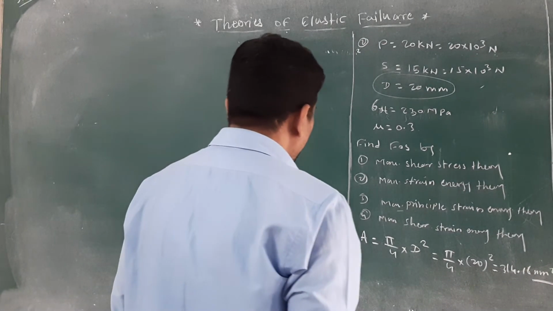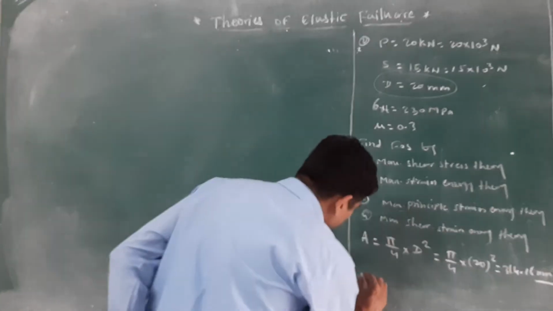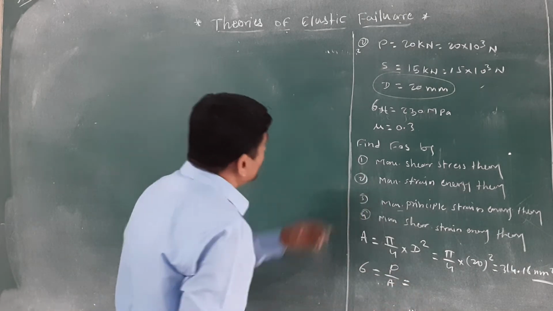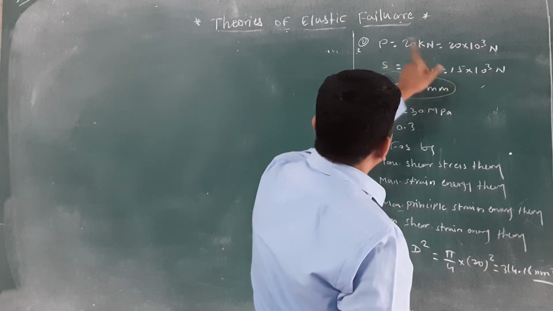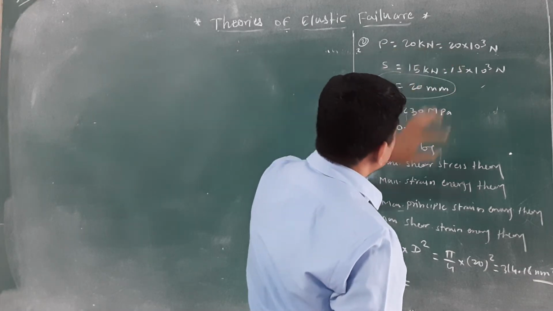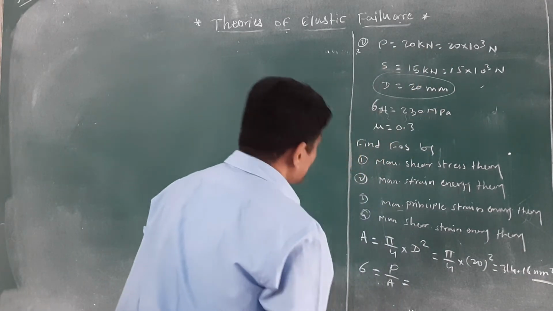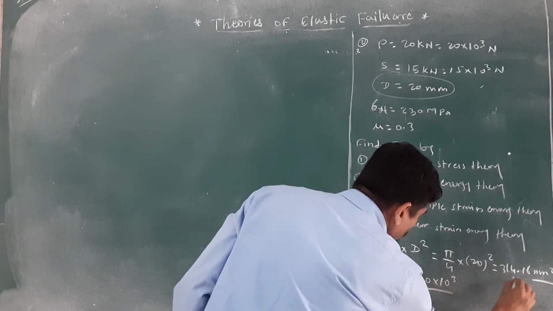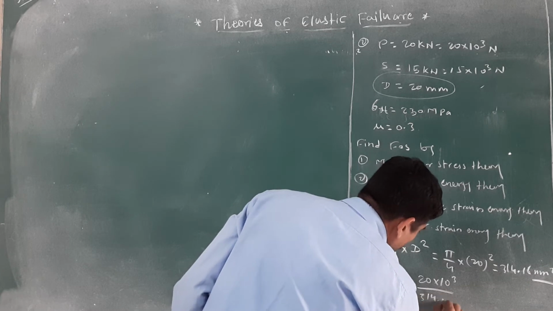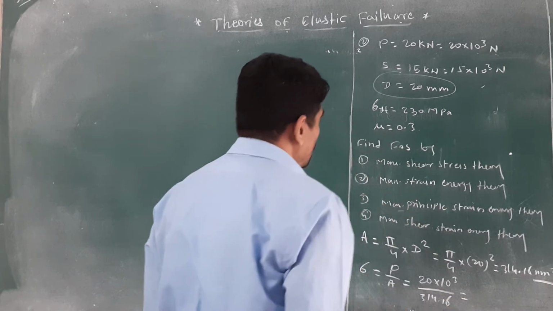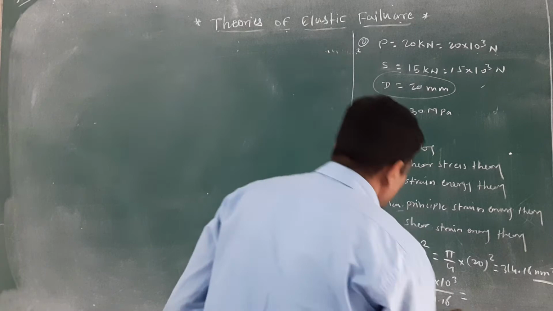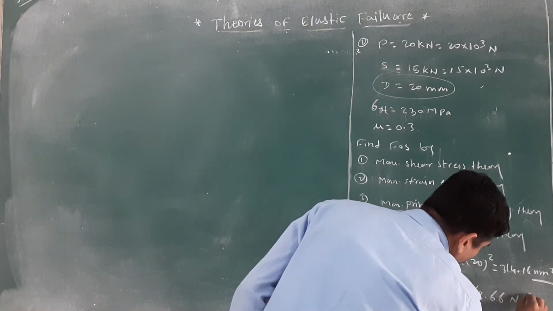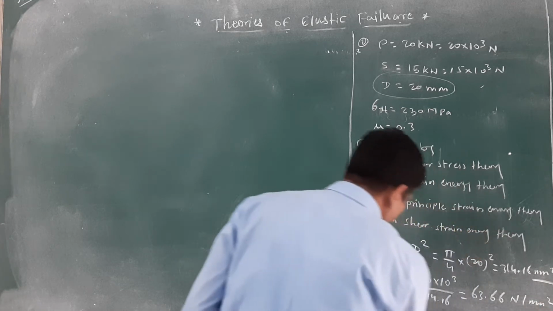Then similarly, what do we require? Stress. How to calculate? Again P by A. The pull, that is the force, is given: 20 into 10 raised to 3, divided by the area 314.16. If you calculate this, you will get 63.66 Newton per mm square.